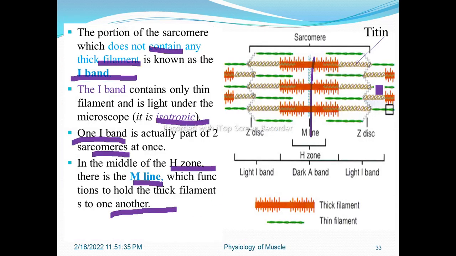So titin is another protein. This is titin, a very important protein. One function is for stability, the other is for elasticity, which we will see later. All these lines are thick filament, whereas this green is thin filament, this red is thick filament, whereas this one is thin.